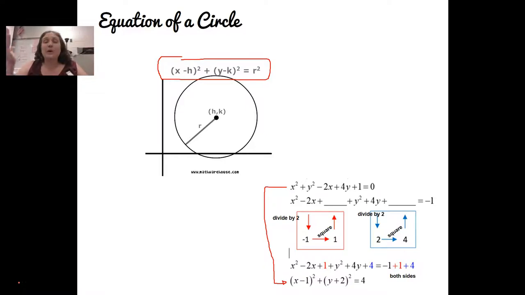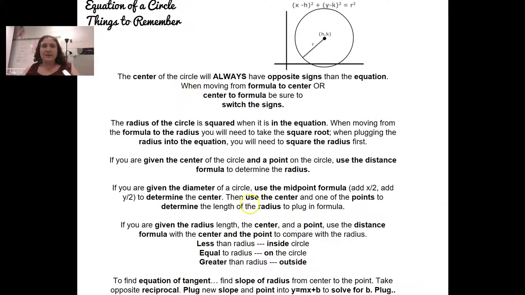And we're going to go over some more details. Other things that you need to know are this. When you divide by 2, after you group the x's, you're going to leave a space. Group the y's, leave a space. And then when we go down, we divide by 2. When we go back up, we square it. And you're going to see some examples of that coming up.